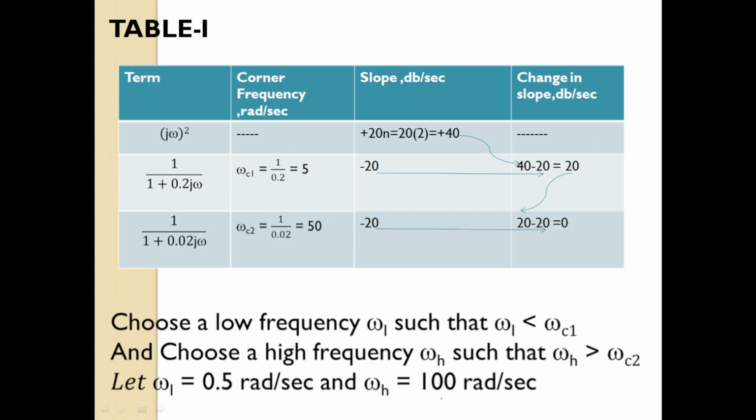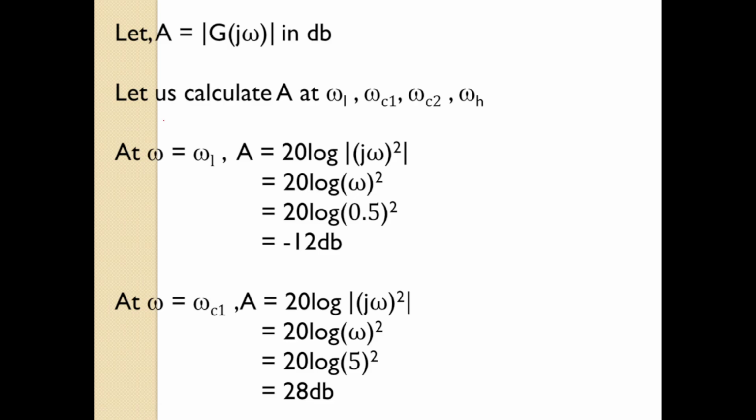Now, for each frequency, let us determine the gain. That is A. A is our gain in decibels. Okay, so what is A in decibels? It is the magnitude of G of j omega in decibels. So, let us calculate the A value for omega L, omega C1, omega C2 and omega H.